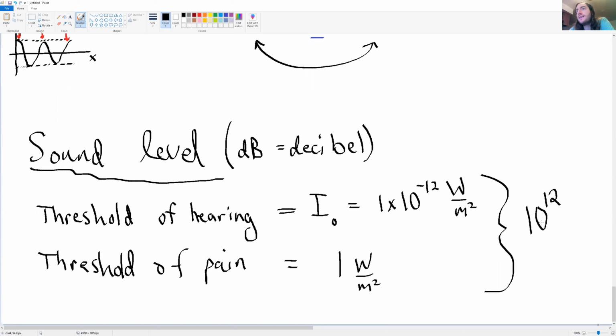So what we do is we take the logarithm of the intensity. By taking the logarithm of the intensity, we change the 12 orders of magnitude into something like 12, right? So a scale from 1 to 12. Well, a scale from 1 to 12 is maybe a little bit small. So instead of just taking the log, we take the log and then we multiply it by 10. Now we have a scale that ranges from roughly 0 to 120. That's the idea behind sound level.